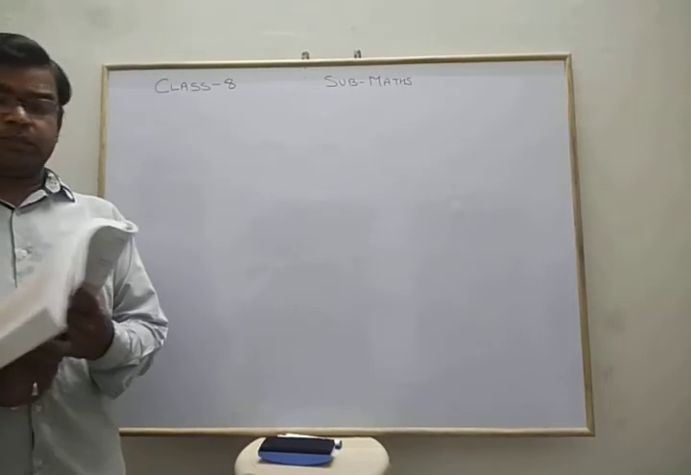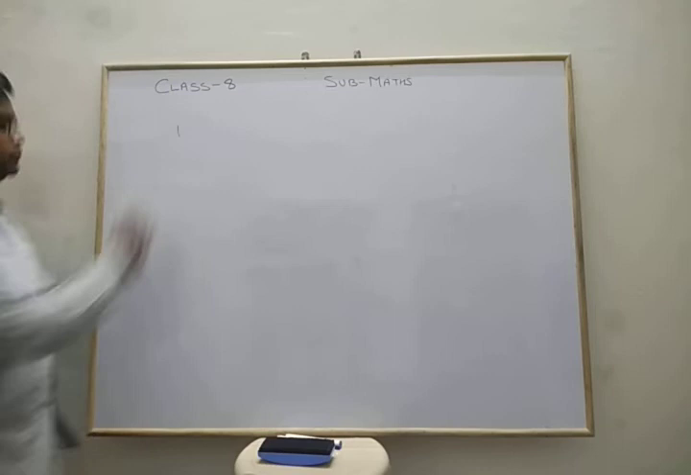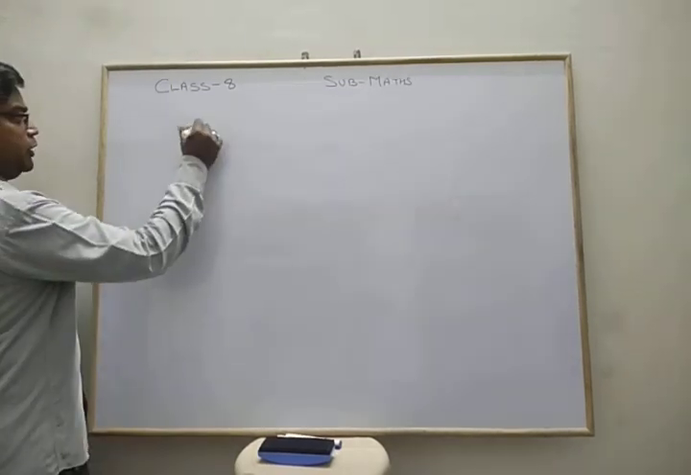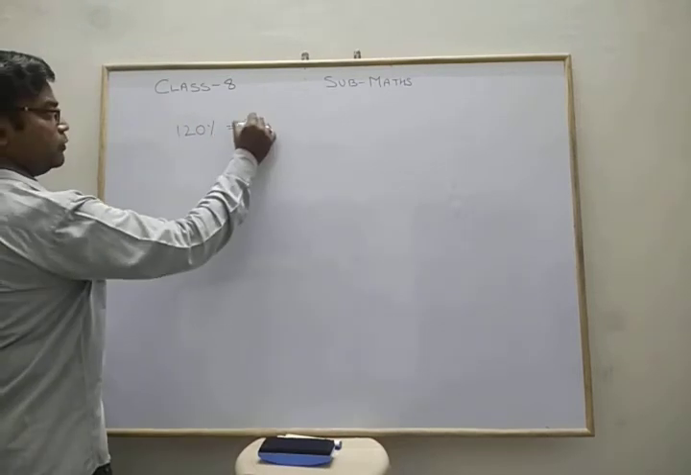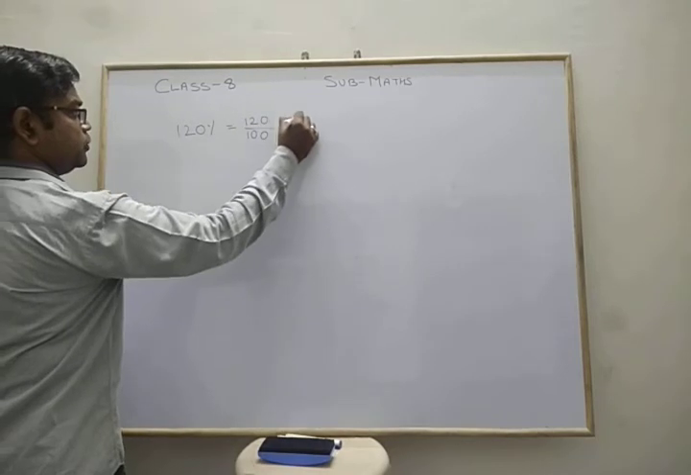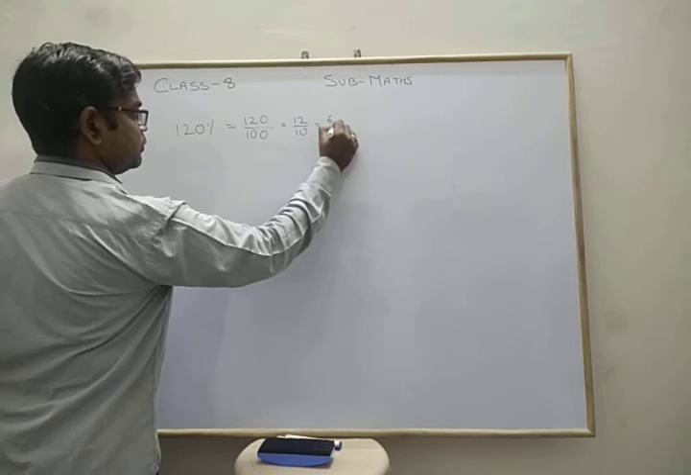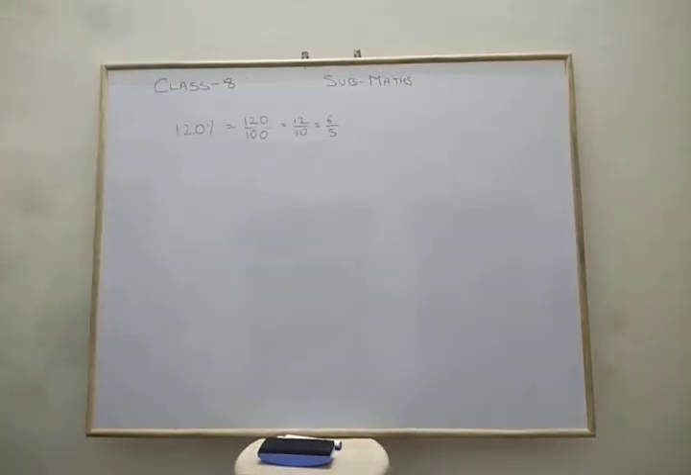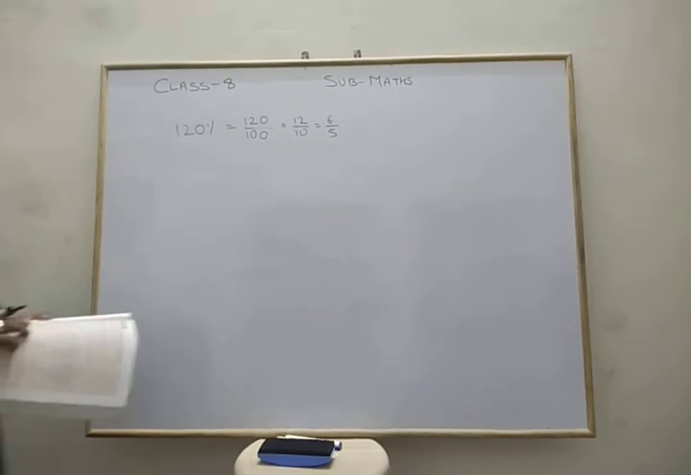First, percent. If you are asked to convert 120%, the easiest one, into a fraction, how do we solve it? 120 upon 100 is 12 upon 10, which is 6 upon 5. This is your percentage to fraction.